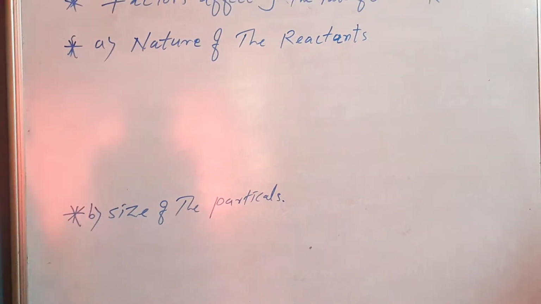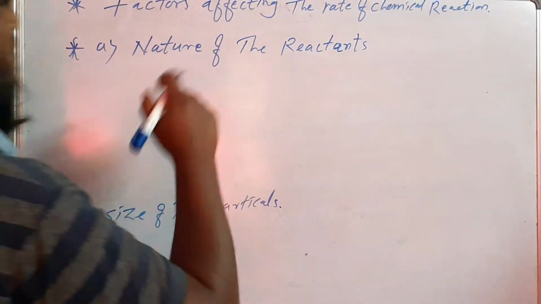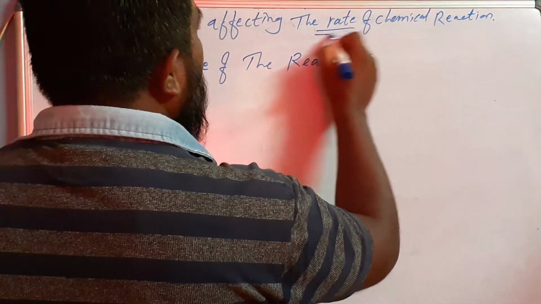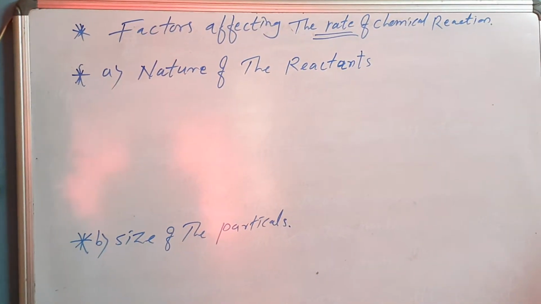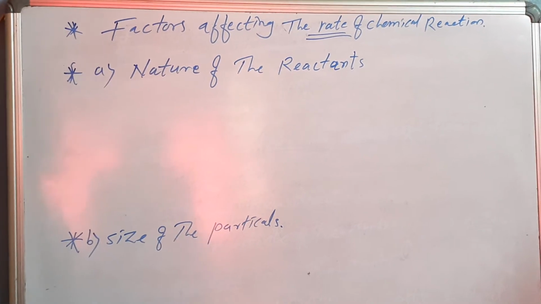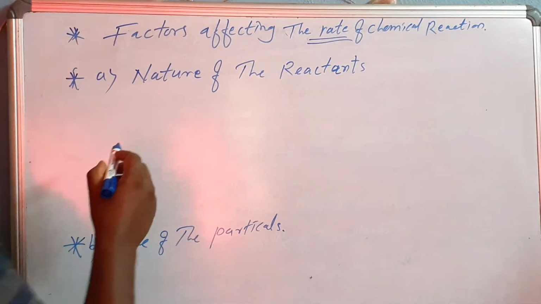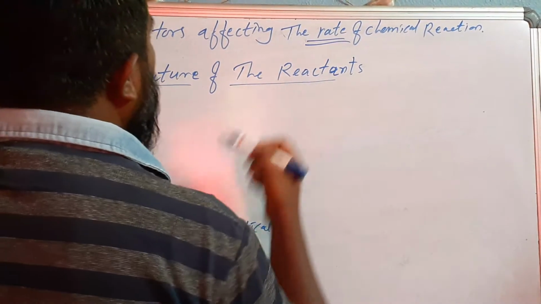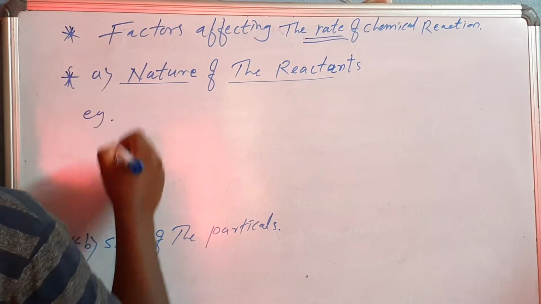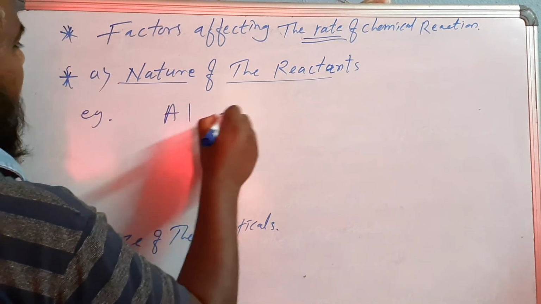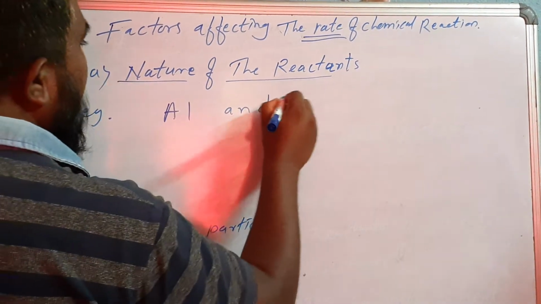Now one by one we will see the factors affecting the rate of chemical reaction. Rate of chemical reaction means what? How quickly the reaction will be formed. What is the time taken by the reaction to be formed? That is called the rate of reaction. Now the first factor is what? Nature of reactant. Here, for understanding, we are taking the example of aluminium and zinc.